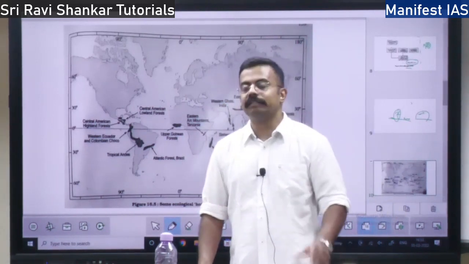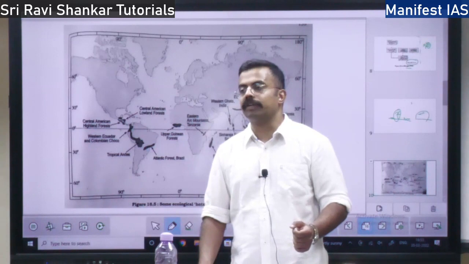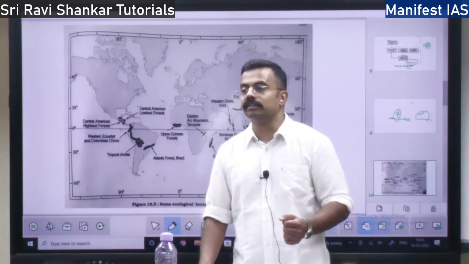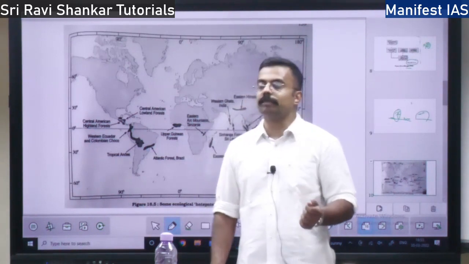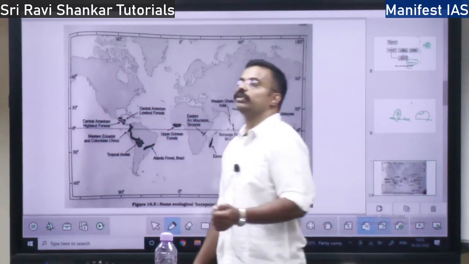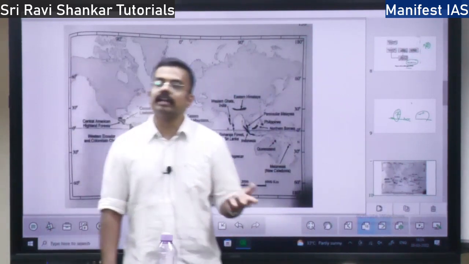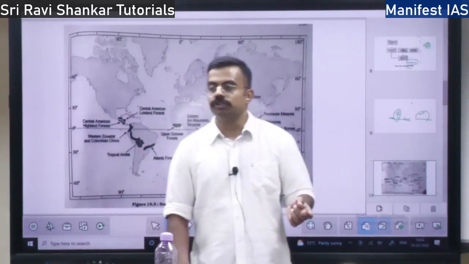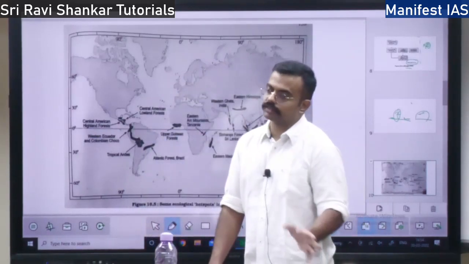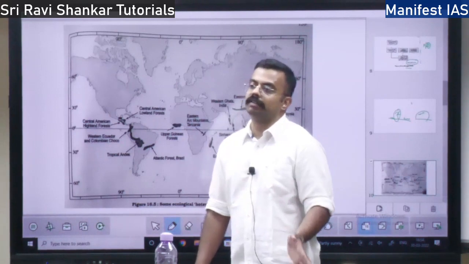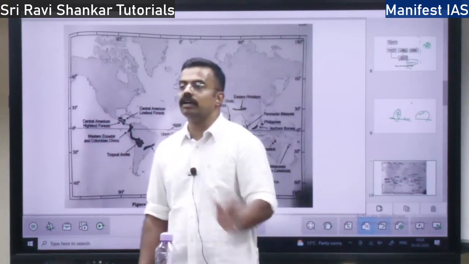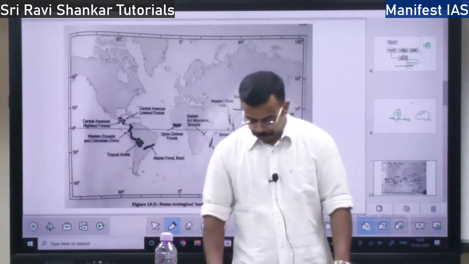So where does the biodiversity originate from? It originates from the soil, right? If you take the plants, if you take the animals, everything originates out of what? Soil only, right? So where does the soil originate from? From the rocks. So these rocks are the source of the biodiversity. Rocks to soil, soil to biodiversity, right?